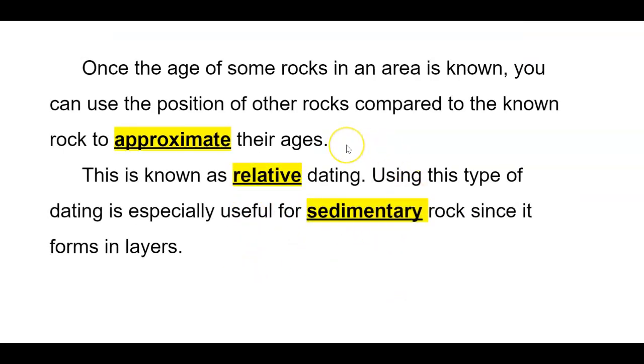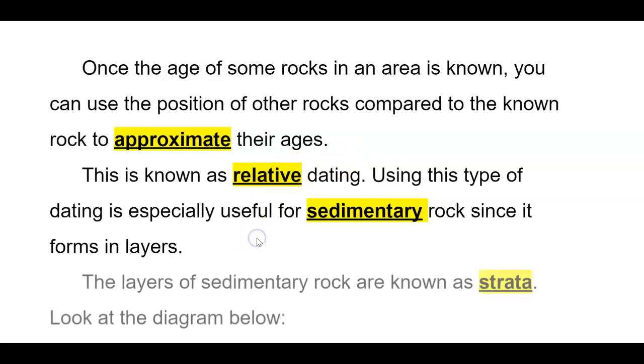Once the age of some rocks in an area is known, you can use the position of other rocks compared to the known rock to approximate their ages. This is known as relative dating. Using this type of dating is especially useful for sedimentary rock since it forms in layers. So absolute dating, I know an actual age. When I look and see where rock is compared to one that I know the age of, if it's below or above, I know if it's older or younger. The layers of sedimentary rock are known as strata.